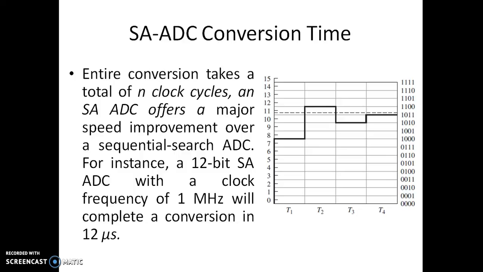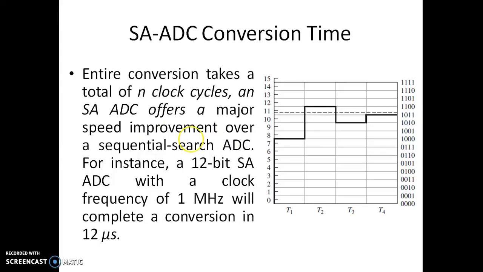If the full scale range voltage is applied, it will take 2 power n minus 1 clock pulses. Whereas in the case of successive approximation, since we are giving trials starting with the MSB bit as 1 and continuing only till n clock pulses, we are able to complete the entire conversion process with only n clock cycles.